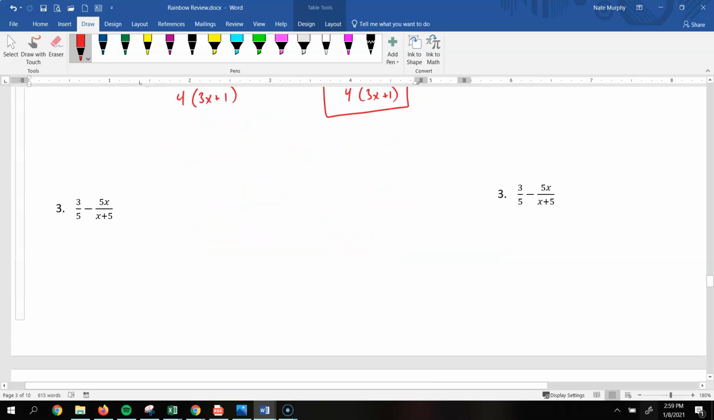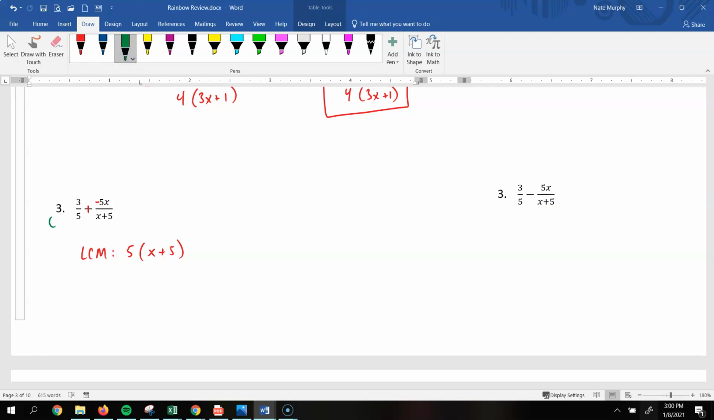All right, let's look at number 3. So again, I see that I have a minus here, so I'm going to change this to adding a negative. It makes things a lot easier if you do it that way at the beginning. And actually, this one's kind of nice. There is no factoring that we need to do. So we can just start with, what's our LCM? What's our least common multiple going to be? The first fraction has a 5 in the denominator. The second one is x plus 5. So that's easy. We're just going to use 5 times x plus 5.